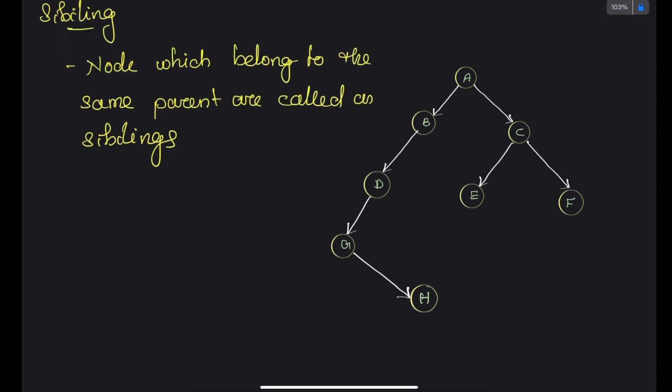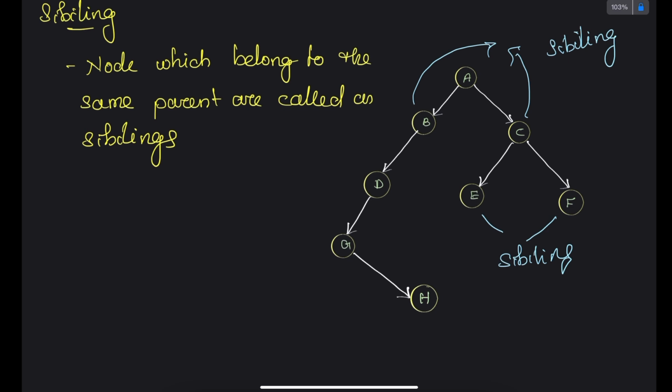The next concept is called a sibling. The nodes which belong to the same parent are called siblings. For example, according to this diagram, B and C are siblings, and E and F are siblings. This means that both have the same parent: E and F have the parent C, and B and C have the parent A.